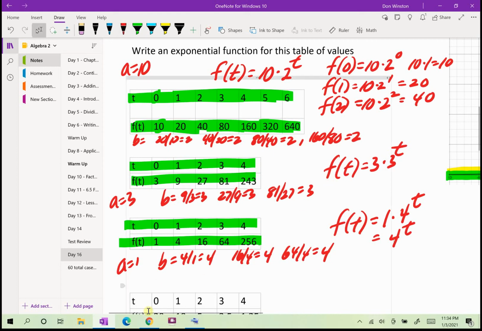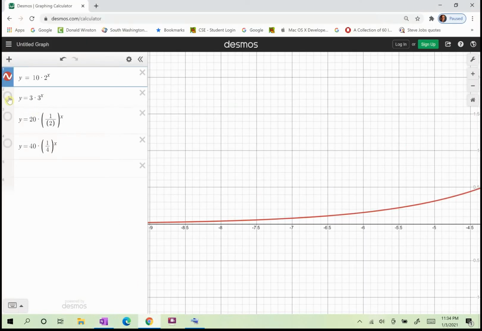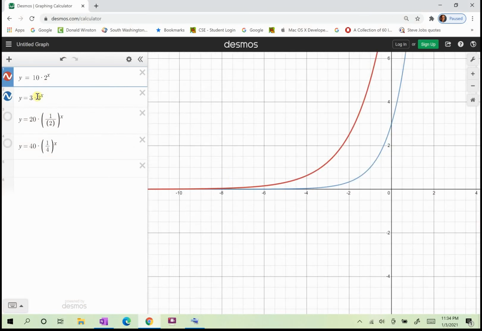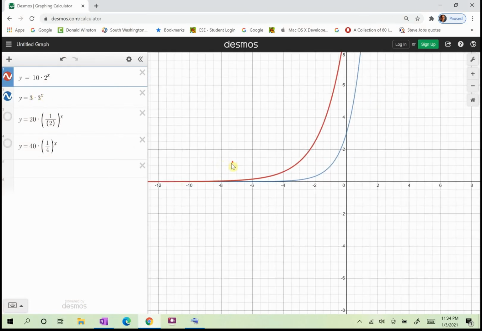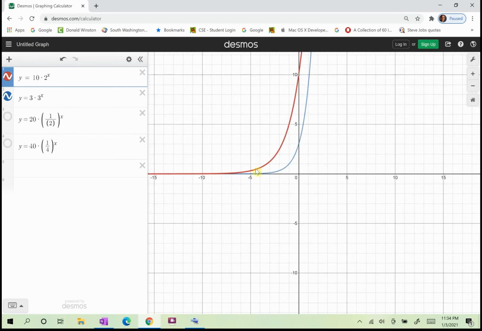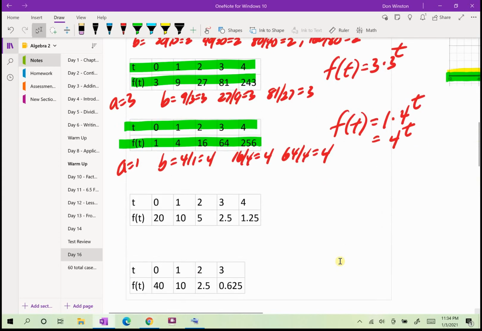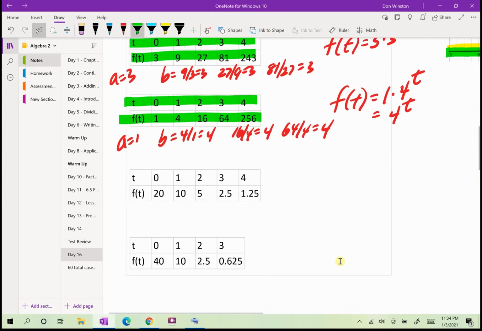Now, all of those graphs, that was a graph of f of t equals 3 times 3 raised to the t. As you can see, both of those graphs are growing really, really quickly. Now, let's take a look at this other table here.